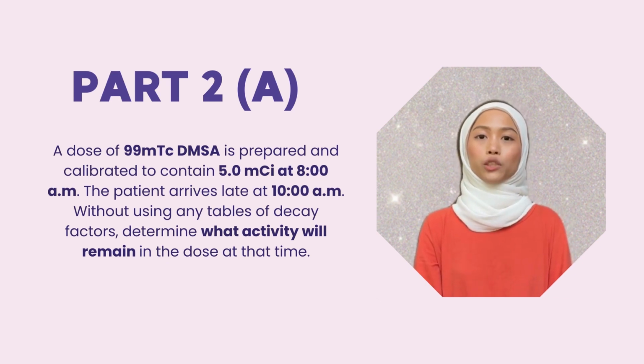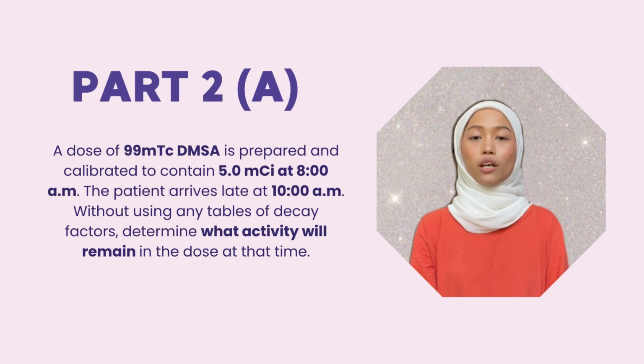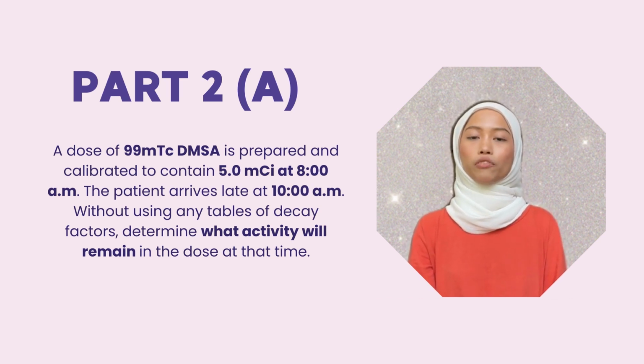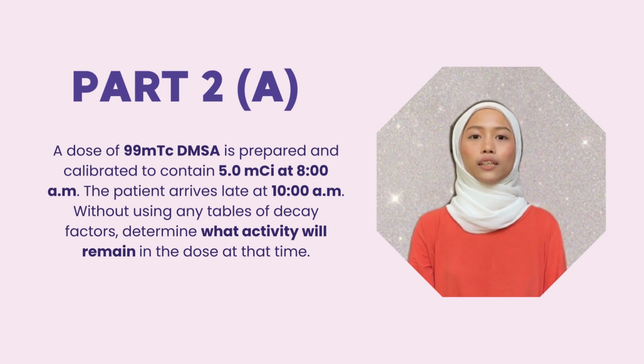The question for part 2A is: a dose of 99mTc DMSA is prepared and calibrated to contain 5.0 mCi at 8 AM. The patient arrives late at 10 AM. Without using any tables of decay factors, determine what activity will remain in the dose at that time.